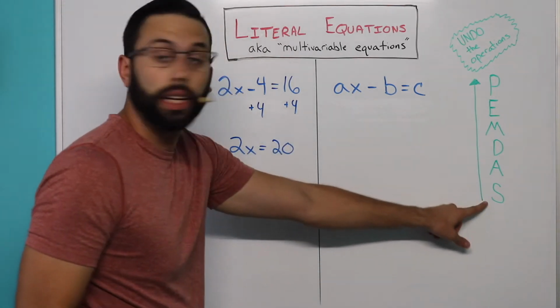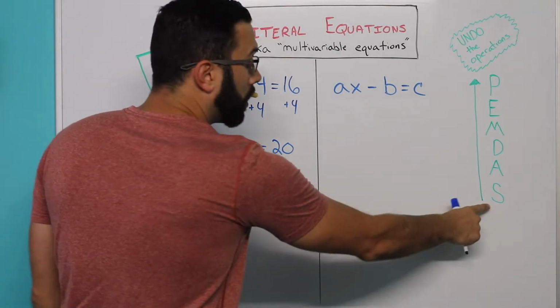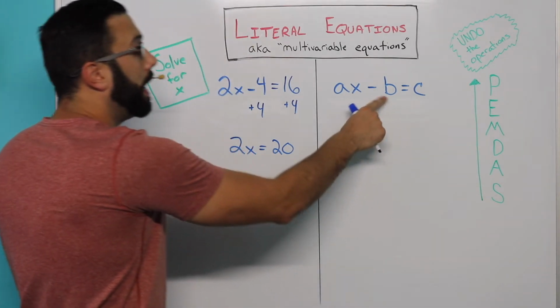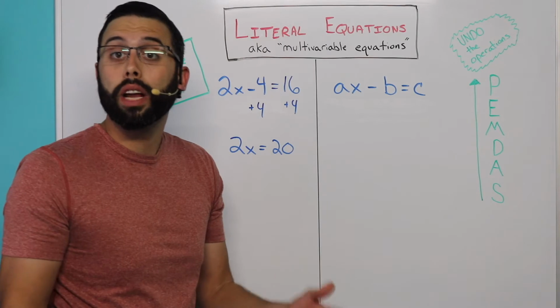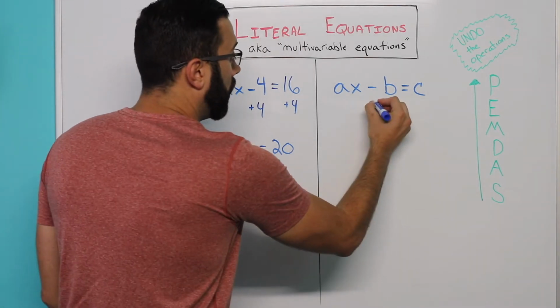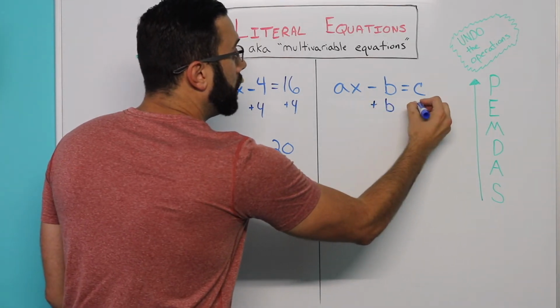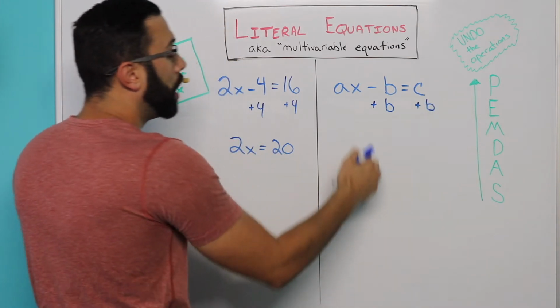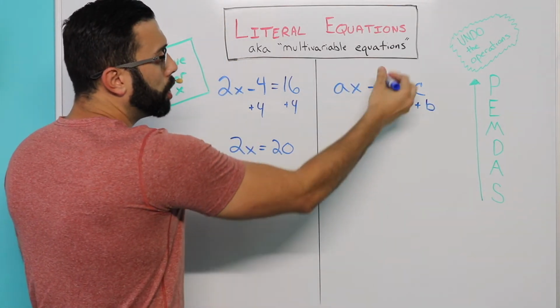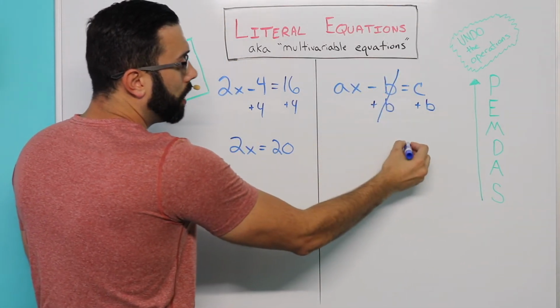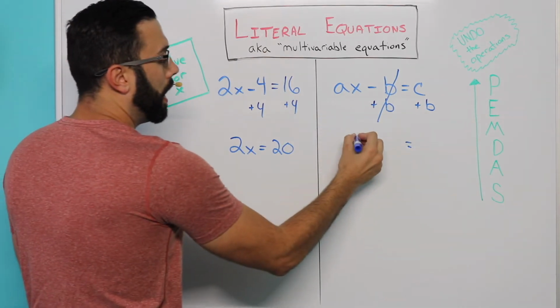Well, guess what? Same thing over here. We have to look. Do we see subtraction? Yeah, negative b. What's the opposite of negative b? Positive b. I add b to both sides. Well, what's left on this side? Just to show you, they cancel out. What's left on this side, the left-hand side?